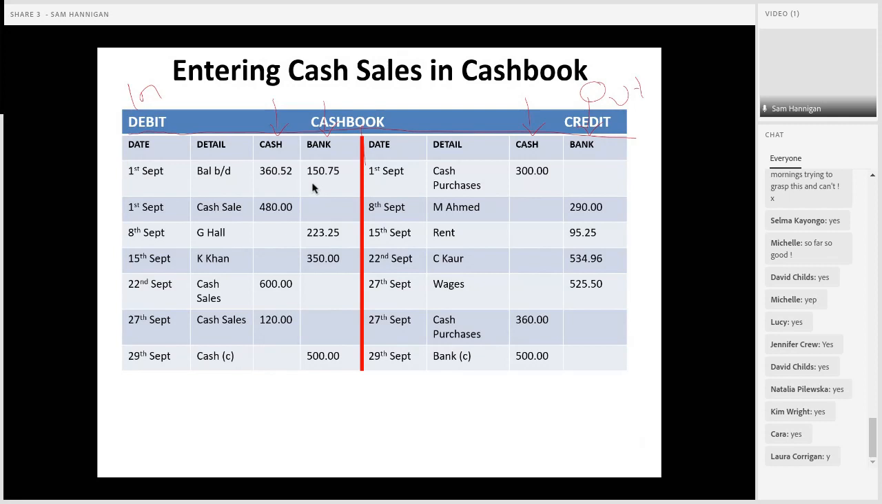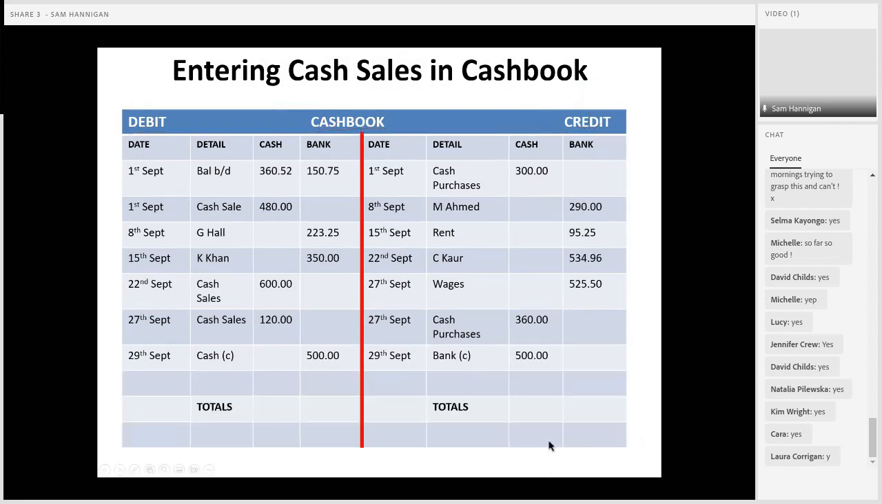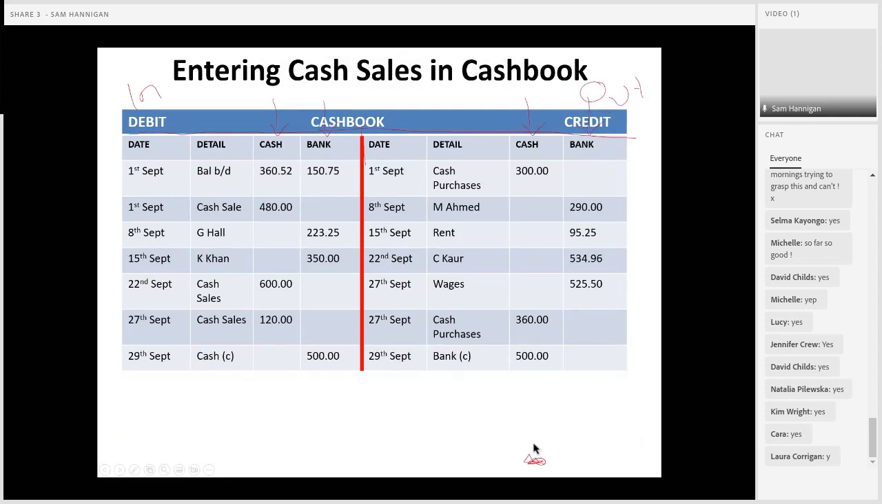Now, this is just a bit of a tip for the exam, okay? If when you balance it off, and I'm talking about the cash column, you end up with a balance brought down on the credit side of the cash account, then you've done something wrong, okay? Because I'm a mum with 3 kids and you can never have negative money in your purse. You've either got 0 or you've got cash, okay? So my purse could never be overdrawn. Yeah, it feels like it, but it can't be.